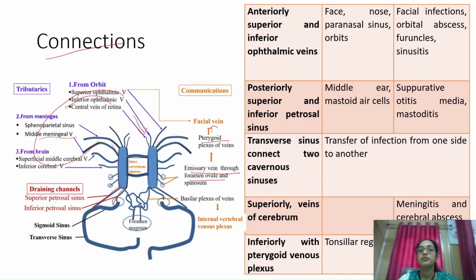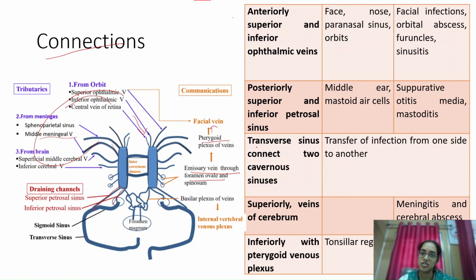So, what are the sources of infection and what are the common infections? Anteriorly, you have the superior and the inferior ophthalmic veins, which drain the area of face, nose, paranasal sinuses, and orbits. So, facial infections, orbital abscesses, furuncles and sinusitis can cause infection to spread backwards. Posteriorly, you have the superior and the inferior petrosal sinus. So, this transmits infections from the middle ear and the mastoid air cells. So, suppurative otitis media and mastoiditis can also lead to cavernous sinus thrombosis.